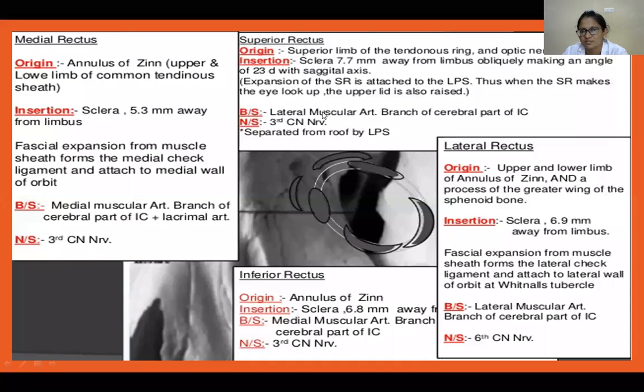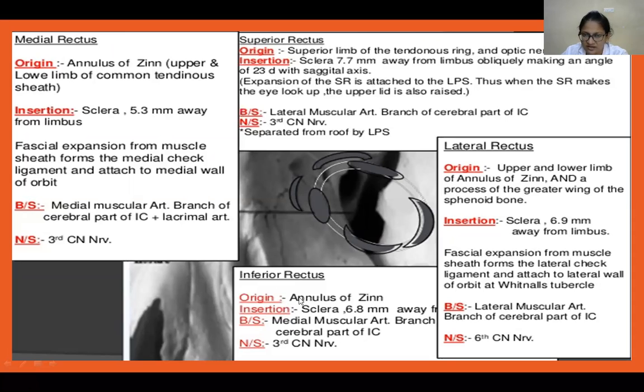The superior rectus muscle is supplied by the lateral muscular artery, which is also a branch of the ophthalmic artery. And all these rectus muscles are supplied by the third cranial nerve.